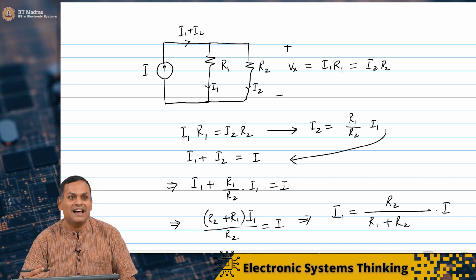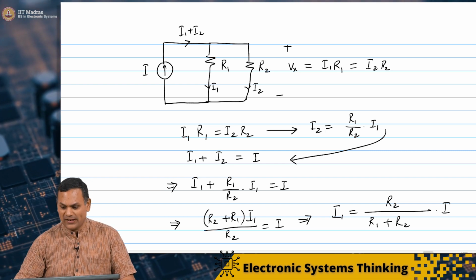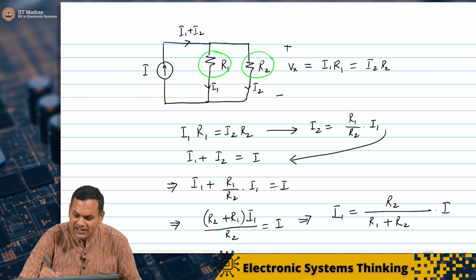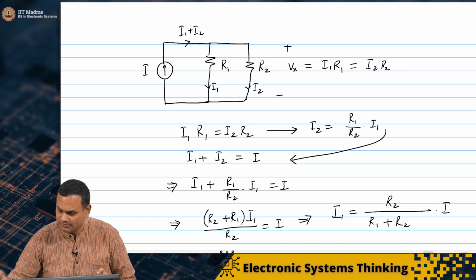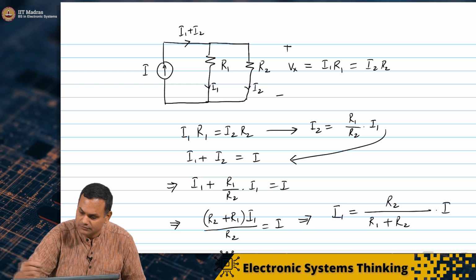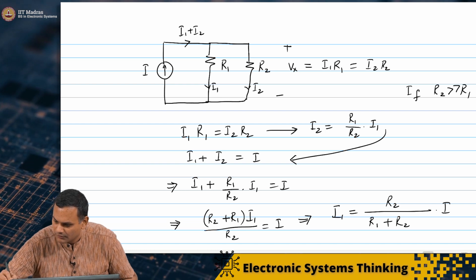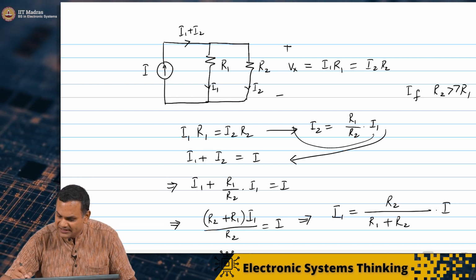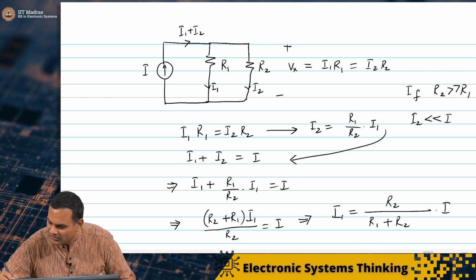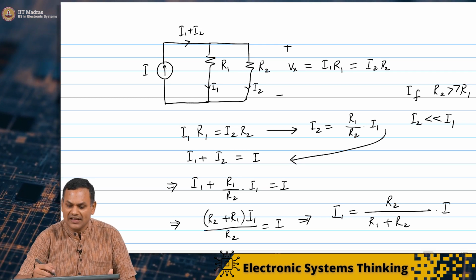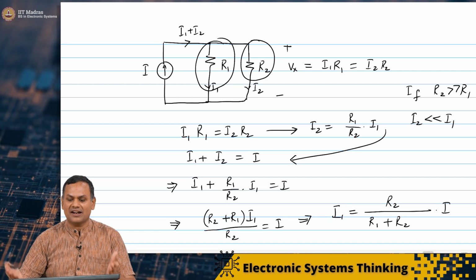Basically, if you have two resistors, one of them being much larger than the other, for example, let us say R2 was much larger than R1, this seems to show that I2 will be much smaller than I1, and this should be obvious because the potential drop across the two resistors has to be the same. The potential drop is nothing but the product of the current and the resistance.